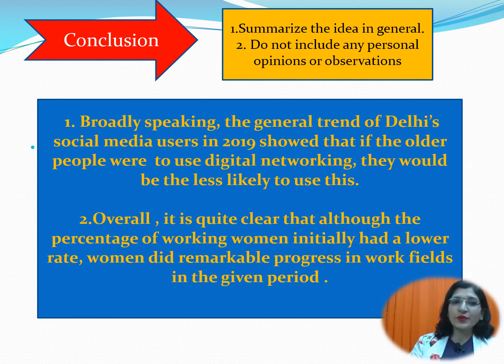And for the second question, you can go ahead like this. Overall, it is quite clear that although the percentage of working women initially had a lower rate, women made remarkable progress in work fields in the given period. Now, what I have done is just summarize the main idea of the information that was provided in the given chart. Nothing else you have to do.